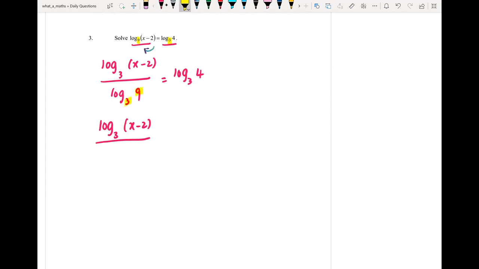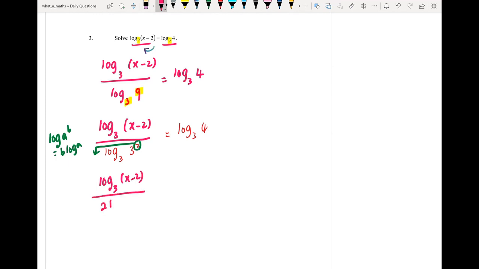9 and 3, we find a relationship between 9 and 3. We know that 9 is 3 power 2. So this is log 3, 3 power 2. I can use the property log a power b equals b log a. So I'll bring the power down to the front. Now I have log base 3 of x minus 2, everything over 2 log base 3 of 3. Log base 3 of 3, I can cancel it out as it will produce 1. So I'm settled there. I have equals to log base 3 to the power 4.